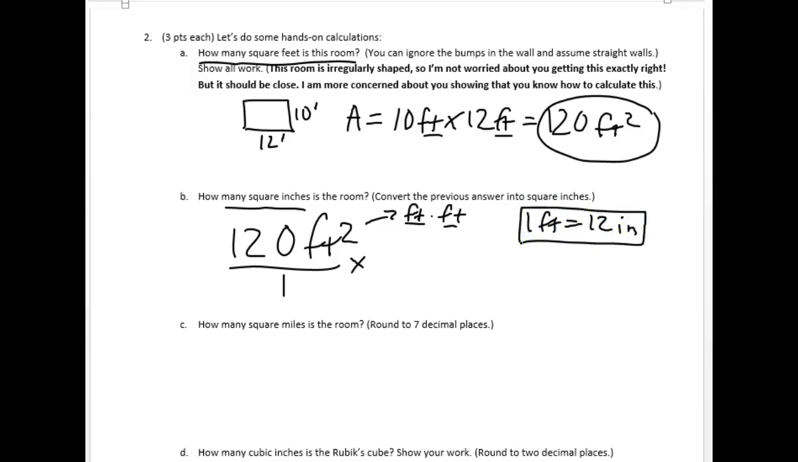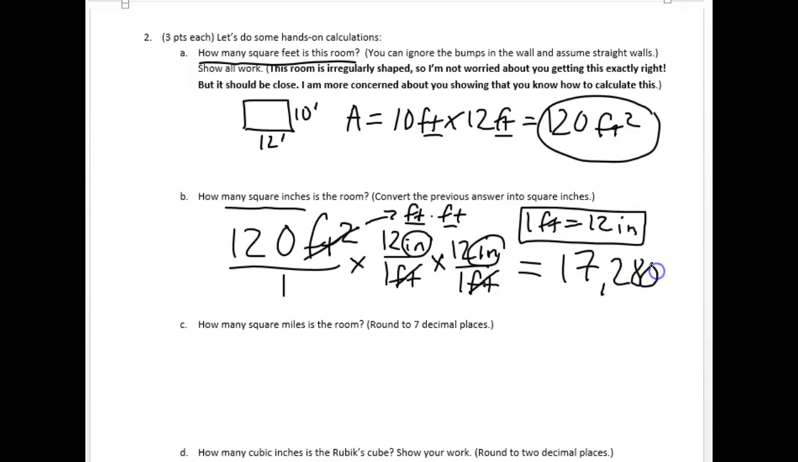Now I need to insert my factors in this problem, and if you want to press pause and think about it, go ahead. I need to put 12 inches over 1 foot, and then really important to keep in mind, you have to do that twice. So 12 inches over 1 foot, twice, so you have feet times feet on the bottom. Now I check my units. I have inches times inches, so I end up with square inches. I multiply everything across the top and divide everything on the bottom, which is 17,280 inches squared. Sorry about my marker there.